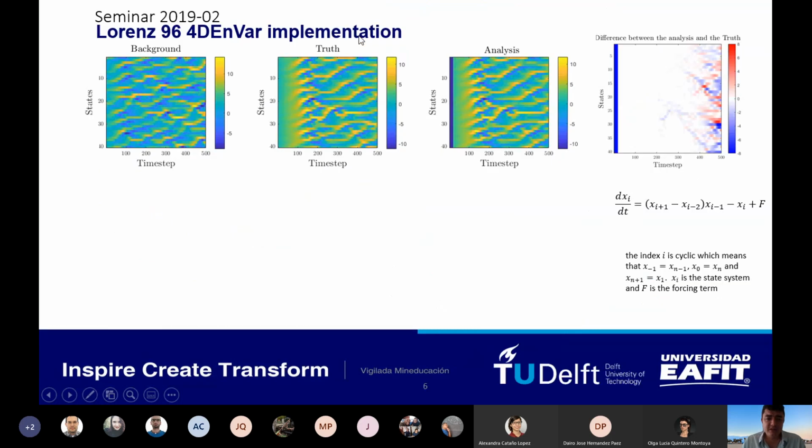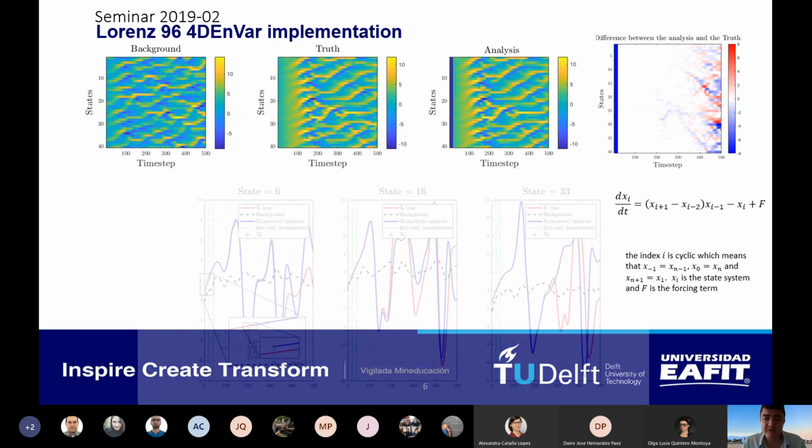You remember that in the seminar 2019-02, I showed the methodology in the implementation of the Lorenz model. The Lorenz model is a cyclic model, you can see it this way, and it has a very nonlinear behavior that you can restrict with the forcing parameter. You can also configure the number of states. That's the reason it's very useful: you can put a number of states to try to work with high-dimensional models.